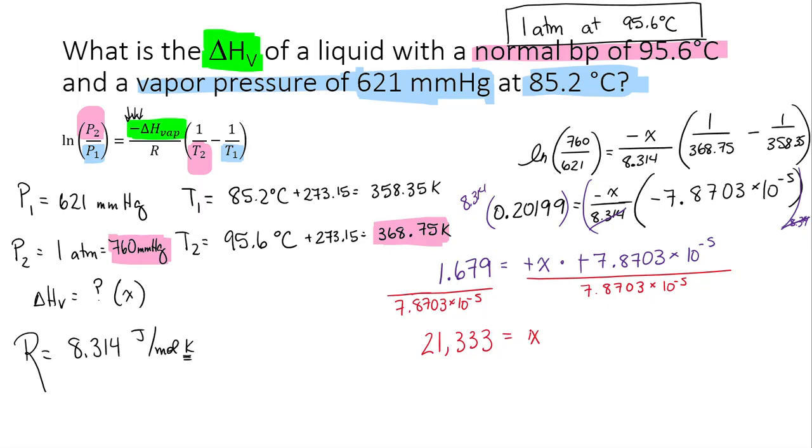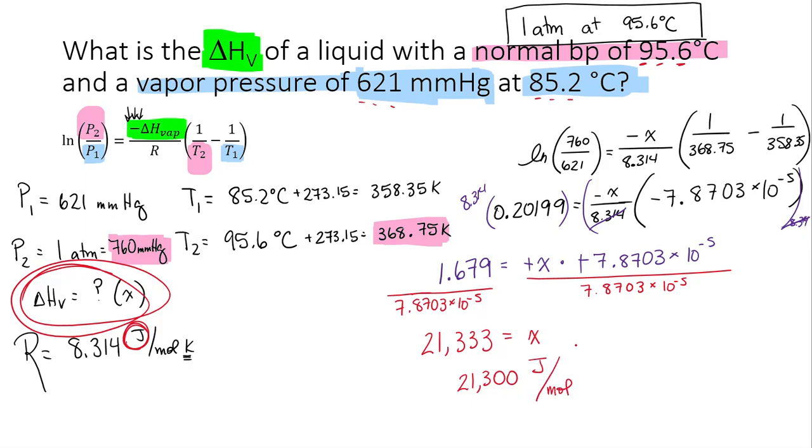Now, be careful. That's not just what your answer is. We were trying to solve for the delta H of vaporization. Because our gas constant is in terms of joules per mole Kelvin, this is 21,000. Oh, and worrying about significant figures. 1, 2, 3, 1, 2, 3, 1, 2, 3. This is 21,300 joules per mole. That is the delta H of vaporization of this particular liquid.